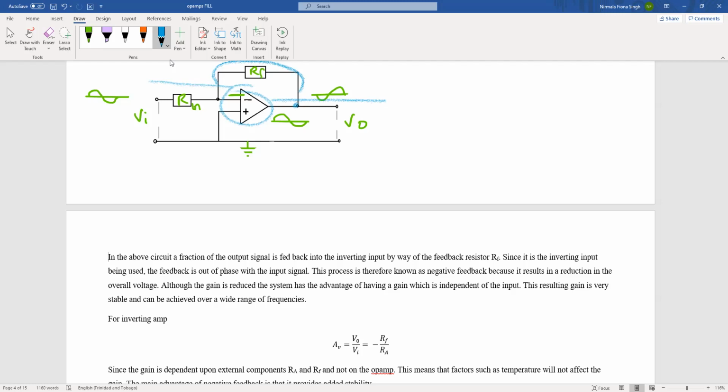Now, there are a lot of advantages for doing this, and let's see what the implications are of taking some of your output signal and feeding it back into your input signal.